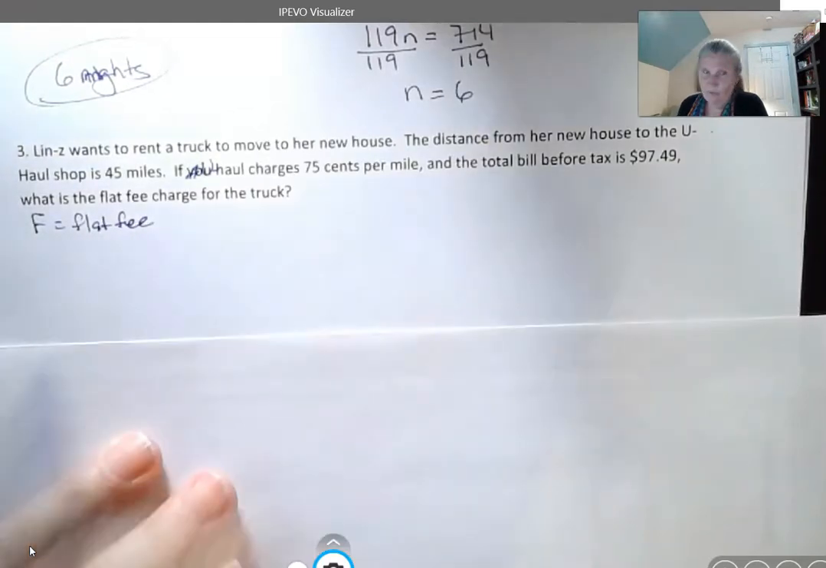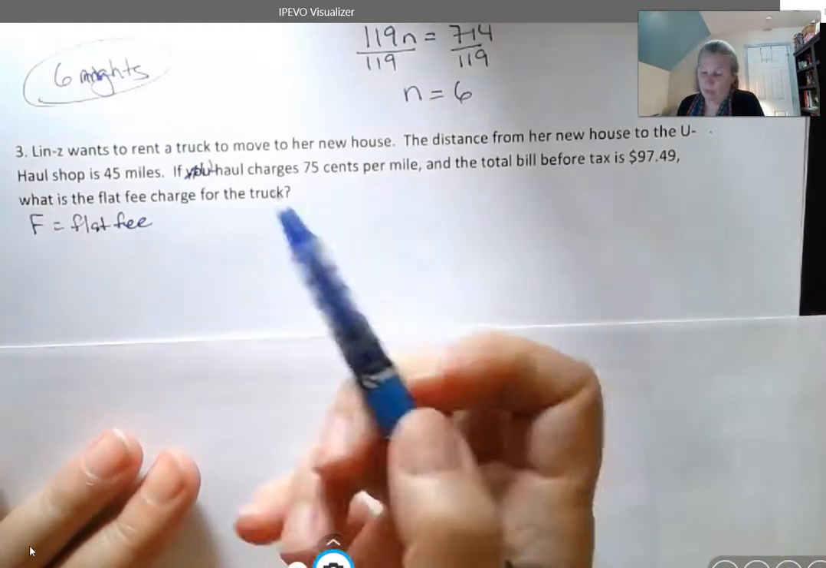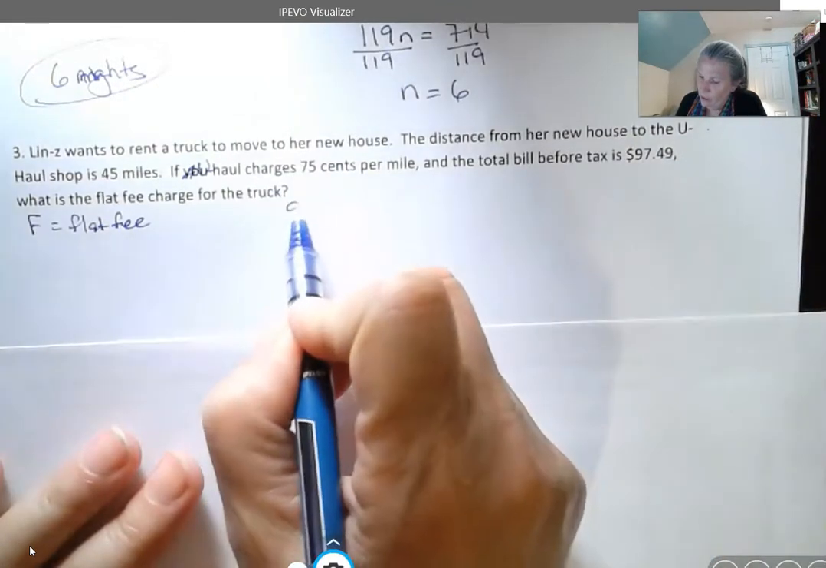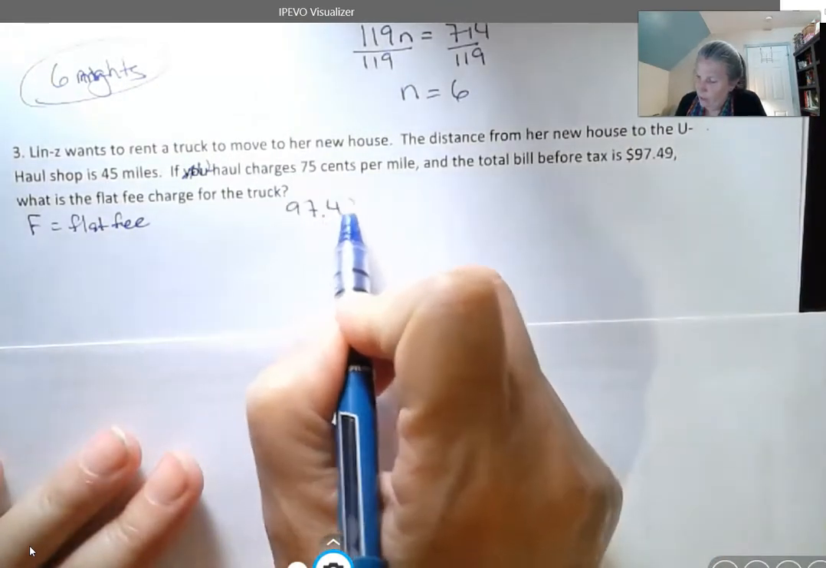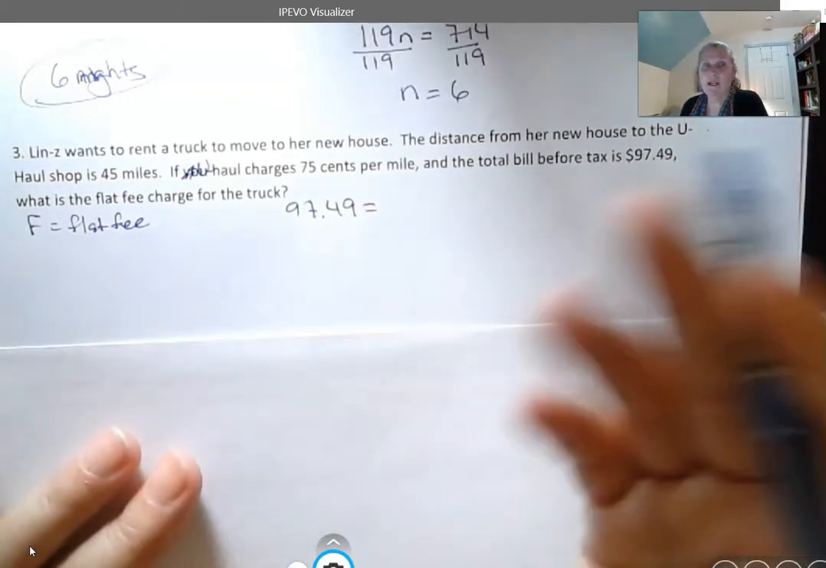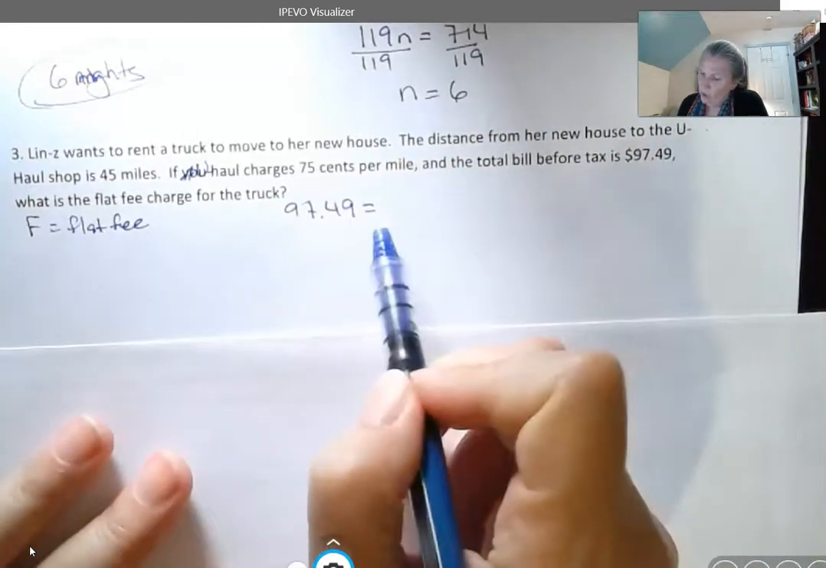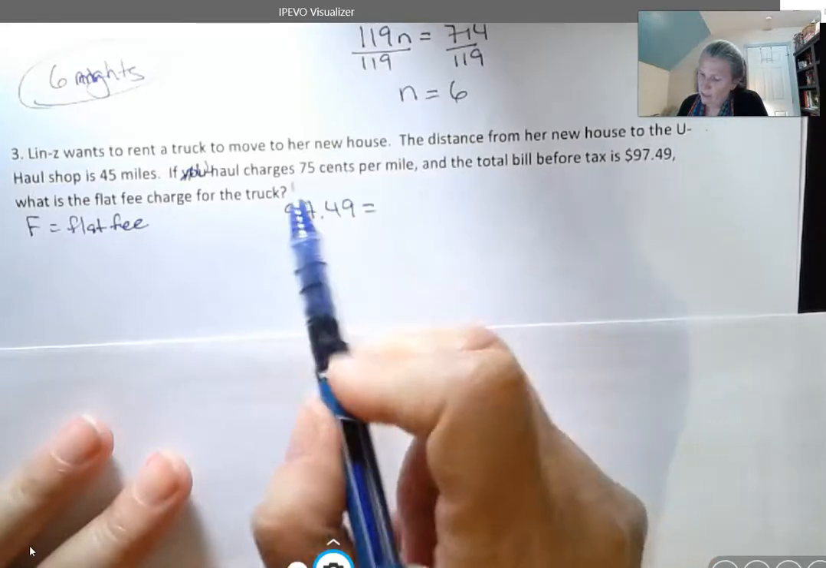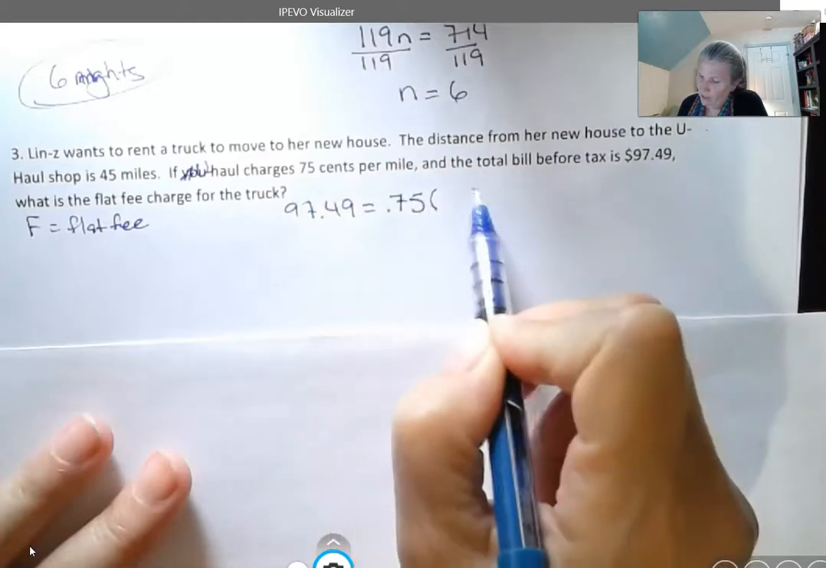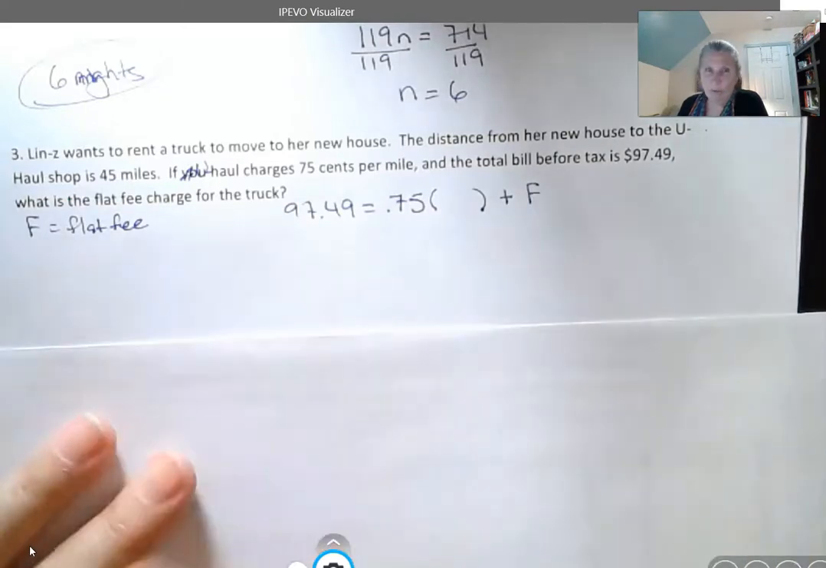That is, they charge you a fee for rolling off the lot, plus they charge you 75 cents per mile. Okay, we know that altogether her bill is going to be $97.49. You might notice that sometimes I put that on the right, some on the left, because it doesn't matter, and I don't want you to always think it has to be on the right, or it doesn't always have to be on the left. Okay, so she's going to get charged 75 cents every mile that she drives, plus there's going to be a flat fee. That's the F. That's what we don't know.